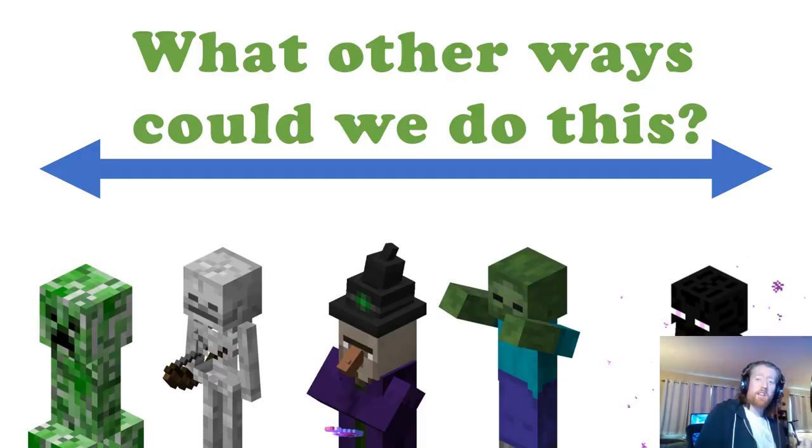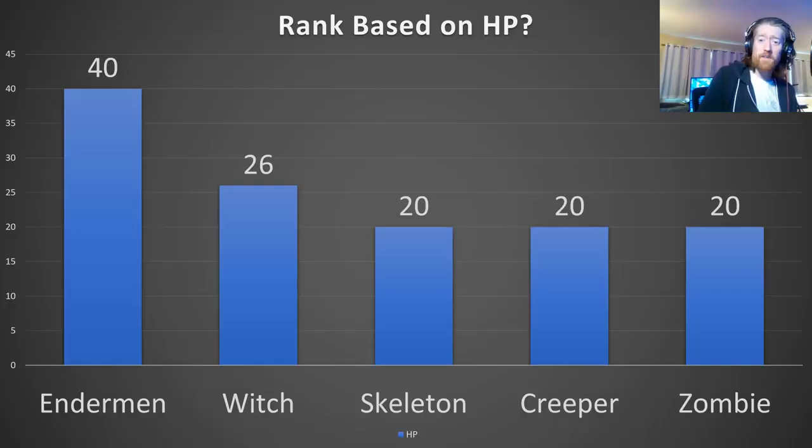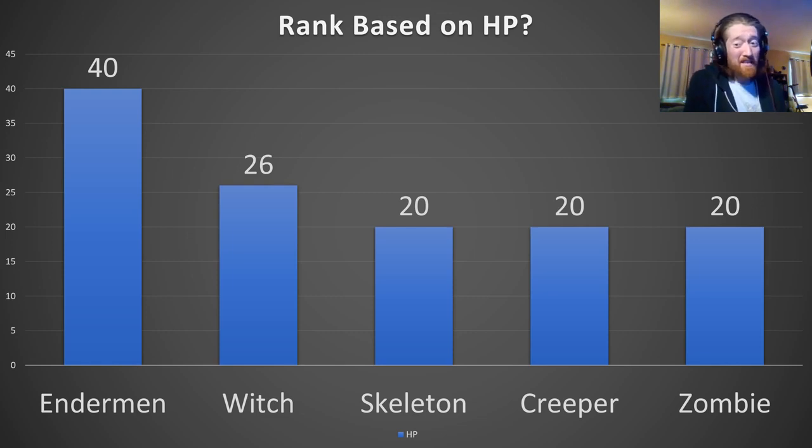There are some other ways we could do this, right? In fact, about a month ago at the workshop at the library, someone said to me, hey, what about HP? Have you looked at an Enderman lately? He's got like 40 HP. That's a lot of HP compared to everyone else. That's like double a skeleton.